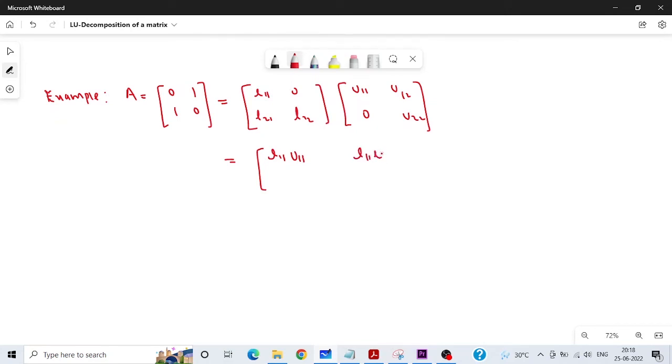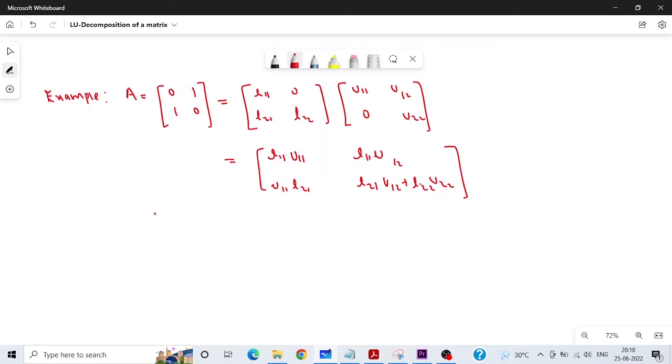When we multiply the matrices on the right hand side, we get L11 U11, L11 U12, then U11 L21, and L21 U12 plus L22 U22. So after multiplying L into U, we get this matrix. Now we compare this matrix with the A matrix.